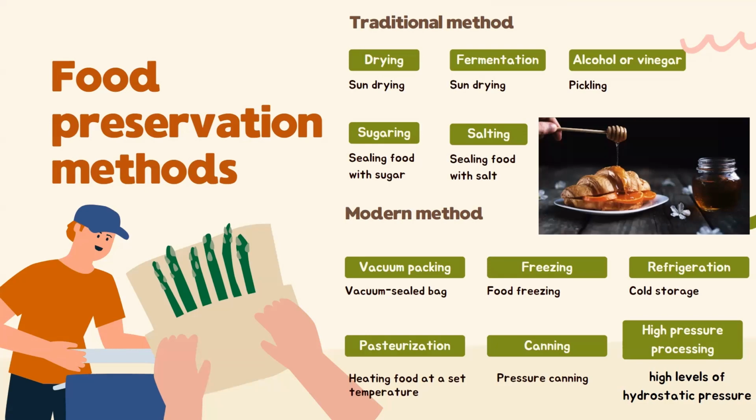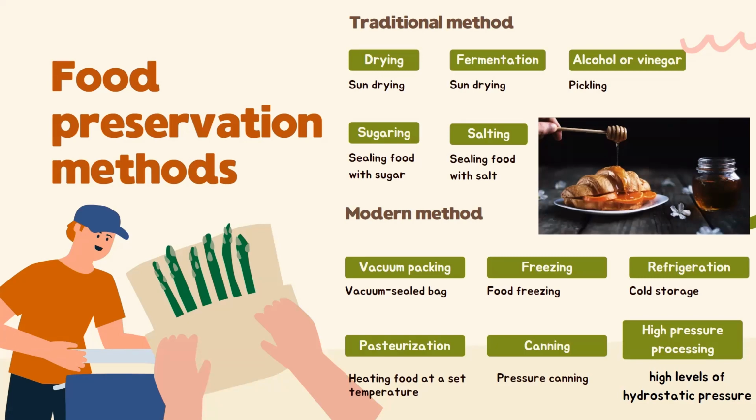This method involves exposing food items such as fruits, vegetables, and meat to direct sunlight for an extended period to remove moisture and inhibit microbial growth. Sun drying is widely used in regions with a hot and dry climate.